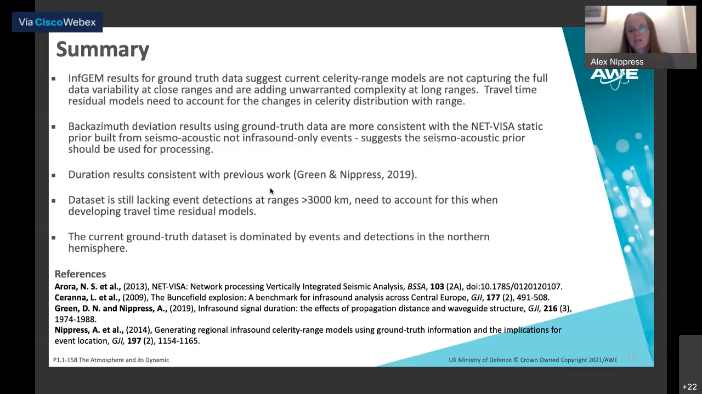And obviously we acknowledge that there is a lack of events that are detected at ranges greater than 3,000 kilometers, and that the ground truth database is dominated by those Northern Hemisphere events. But please do ask questions, visit the poster, and I'd be happy to answer any questions that you have. Thank you.